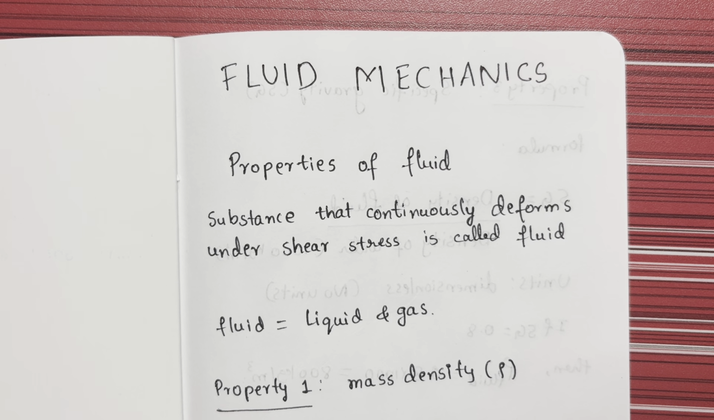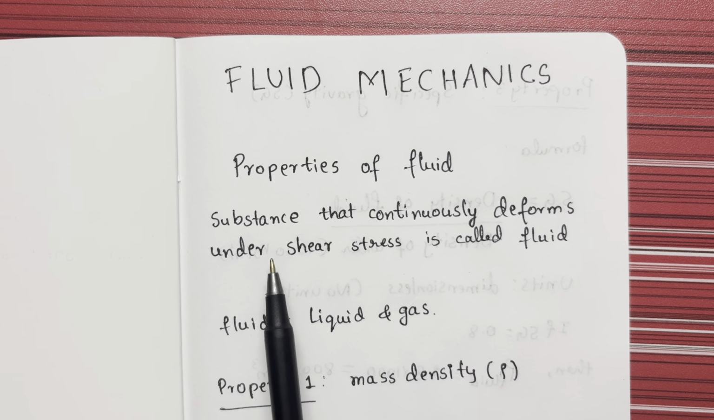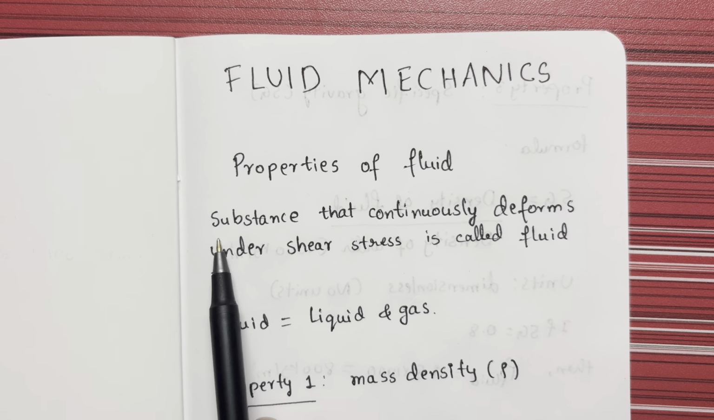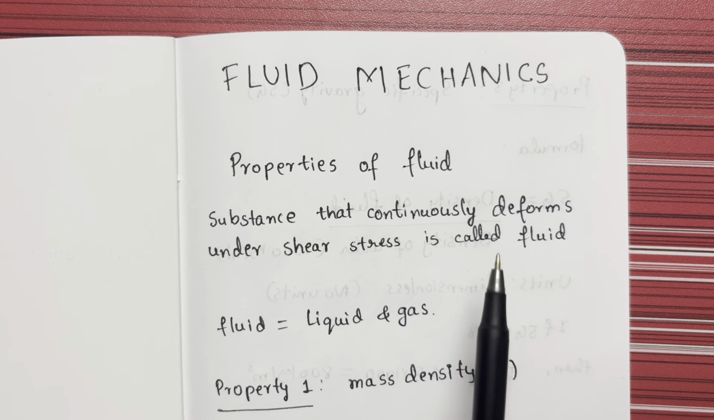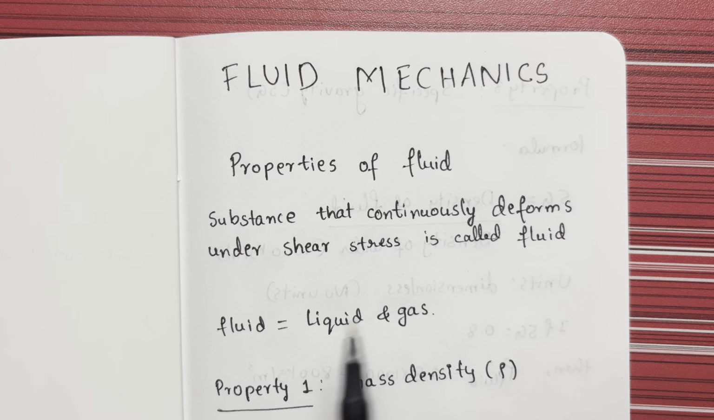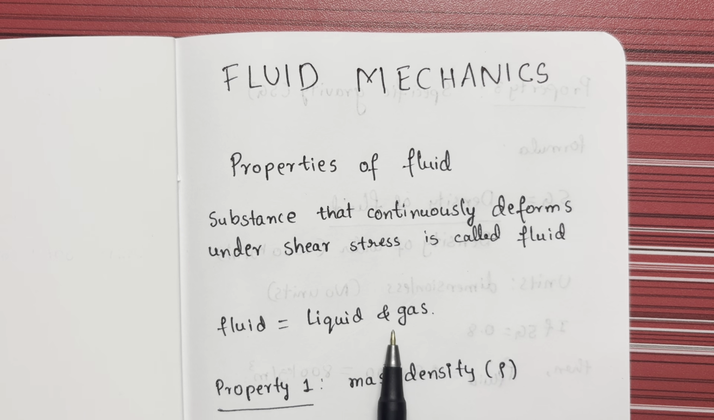Hey everyone, today we are diving into fluid mechanics, starting with the absolute fundamentals, properties of fluid. Before we look at density or viscosity, what exactly is a fluid? A fluid is any substance that cannot withstand a shear force. It continuously deforms under shear stress, that is called a fluid. Fluid includes both liquid and gas.